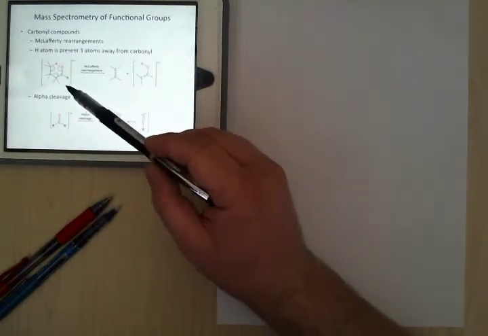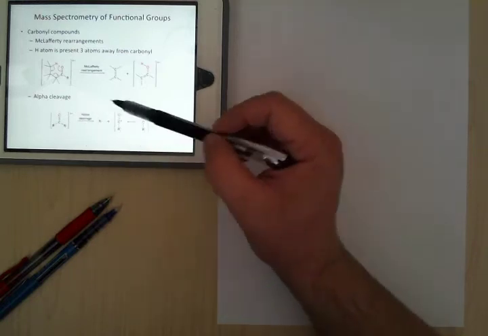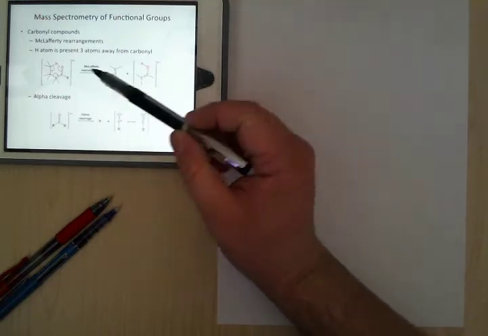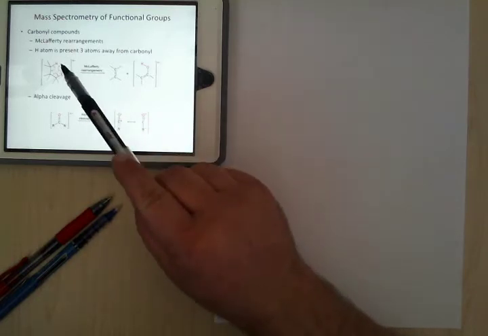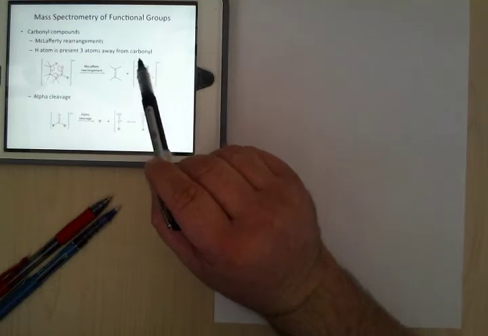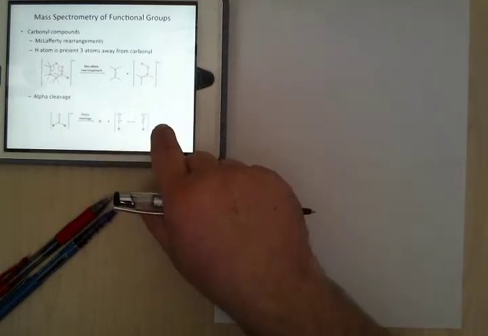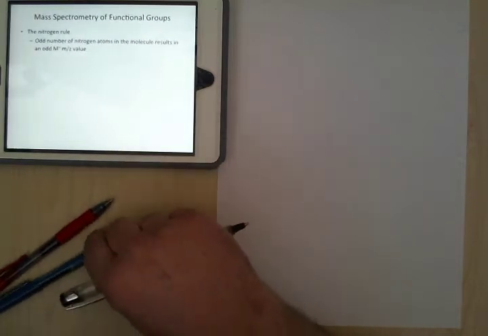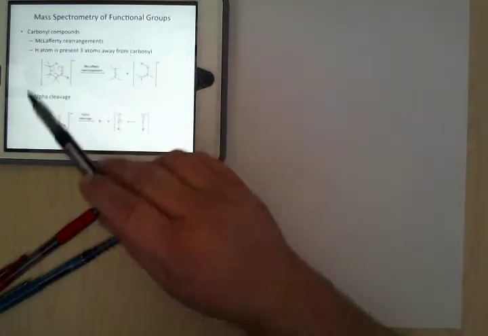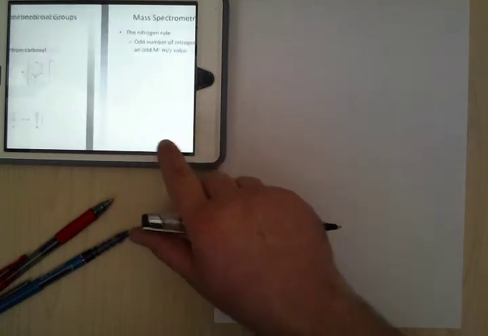Carbonyls, again, you can get these alpha cleavages. We cut off part of it there because it can get stabilized. By that, you can also have what are called McLafferty rearrangements, where things sort of cyclize around and make things a little more stable. But again, it's one of those things to know, but I'm not going to make you predict what the rearrangement is going to look like.